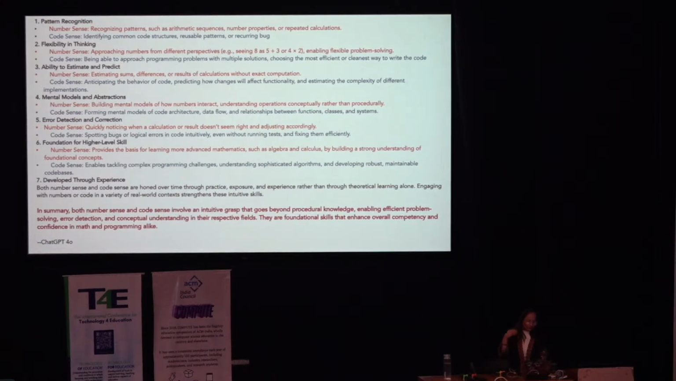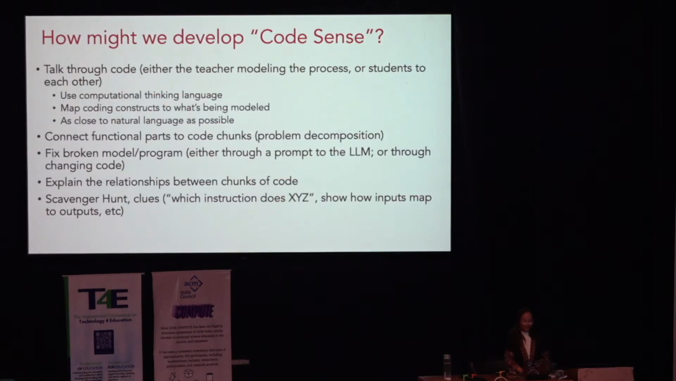It goes beyond procedural knowledge, enabling efficient problem solving, error detection, conceptual understanding, etc. These are foundational skills that enhance overall competency and confidence in both maths, as number sense, and programming, with code sense. So how might we develop code sense? These are some evolving thoughts that I've had that I shared at a recent NSF workshop.